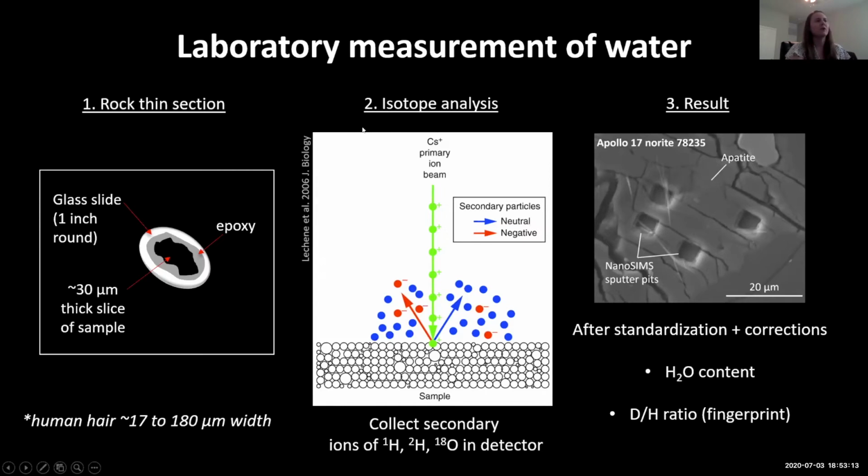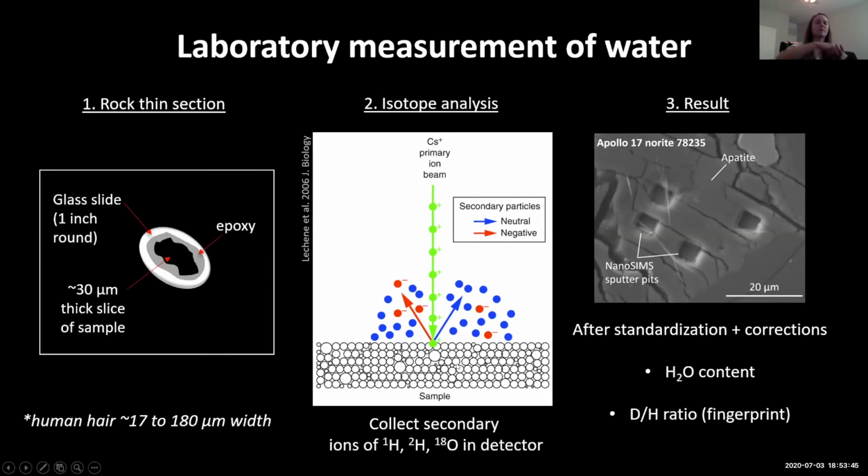And then when we're measuring lunar water in the lab, we're basically doing an isotope analysis. What this means is we're targeting a primary ion beam, so a beam of ions, at a sample, and we're basically eroding the sample surface. During that process, both negative, positive, and neutral ions and particles are released from the surface. And in this case, we're only going to be measuring the negative ions that come off that surface.